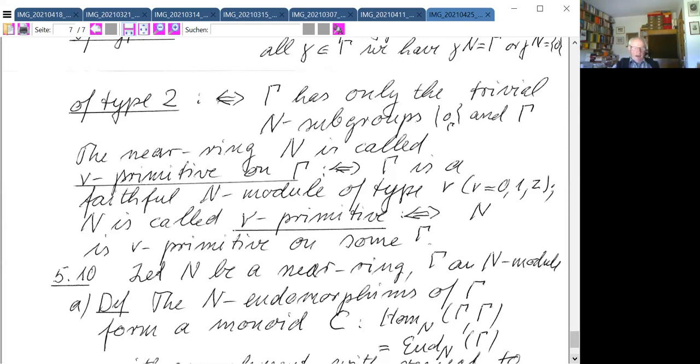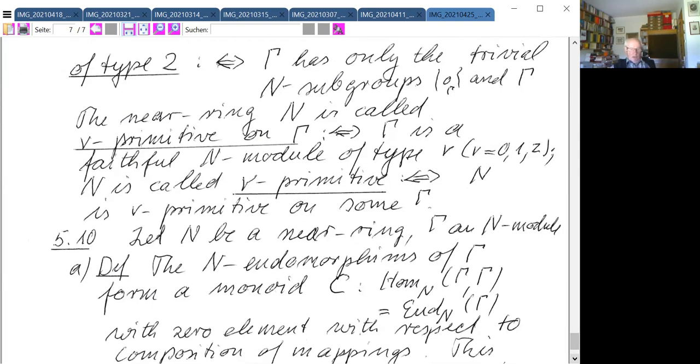So we have defined primitive near-rings, and our goal is to investigate the structure of the primitive near-rings and combine them with the group mappings.